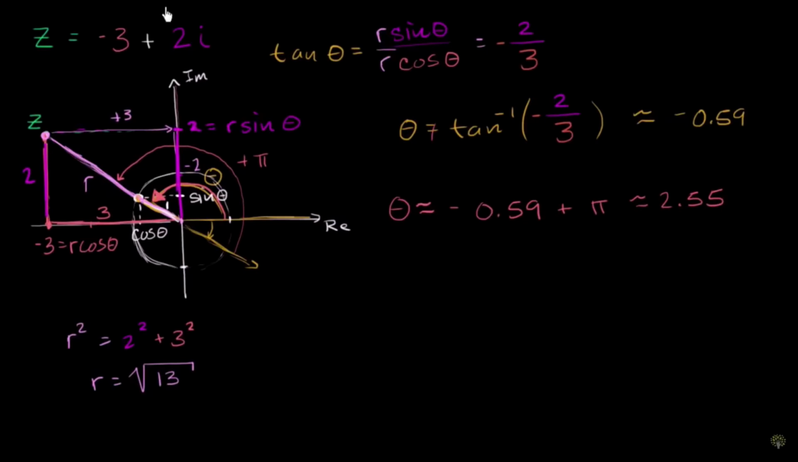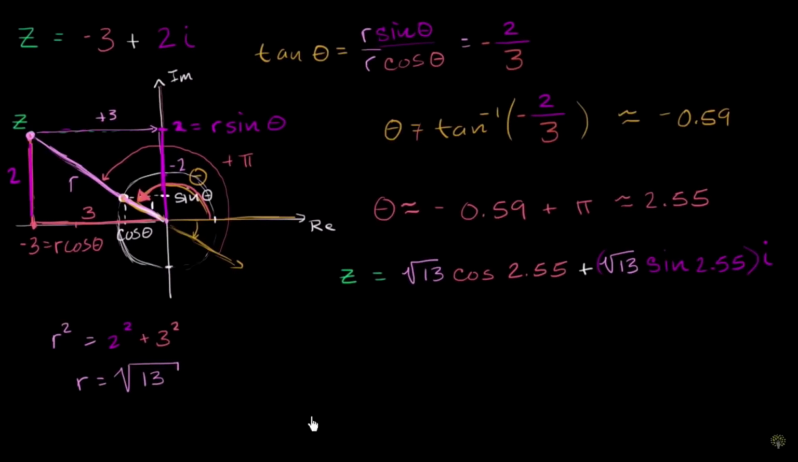So using that information, we can now rewrite z in terms of r and our theta. So now we can say that z is equal to, instead of -3, we can write it as r cosine theta. So we can rewrite it as square root of 13 times the cosine of theta, which is, we're saying theta is roughly 2.55 if we round to the nearest hundredths, plus 2, which we already know is r sine of theta. So r is square root of 13, and then sine of theta, 2.55. And then all of this is going to be multiplied times i.